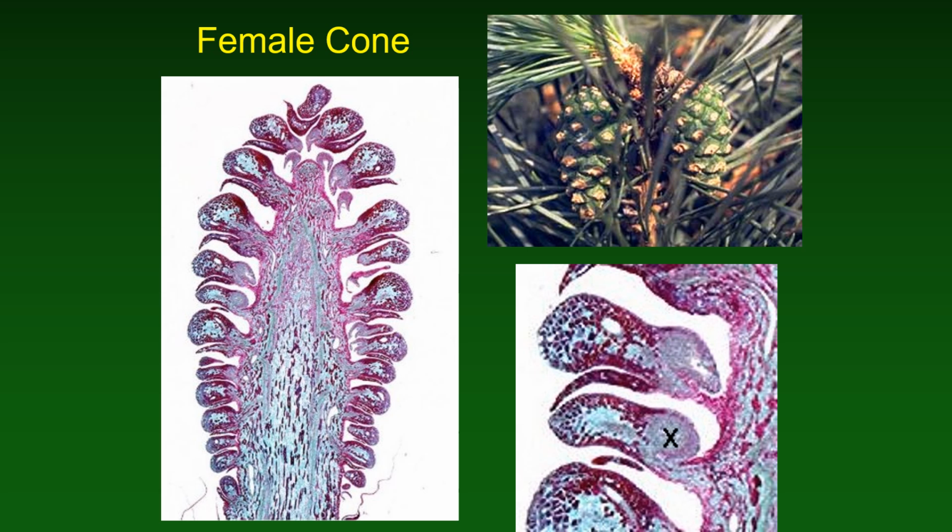Here we have a section of a developing female cone. In the bottom right, we're zoomed in, and that X marks the location of an ovule. So that structure that you're seeing right here is an ovule, and it contains a female gametophyte. And then the structure attached to that out here is going to become a wing-like structure. So you might have noticed when you look at pine seeds, for instance, they have this thin wing attached to them, and that makes them twirl through the air, and that helps disperse the seeds.